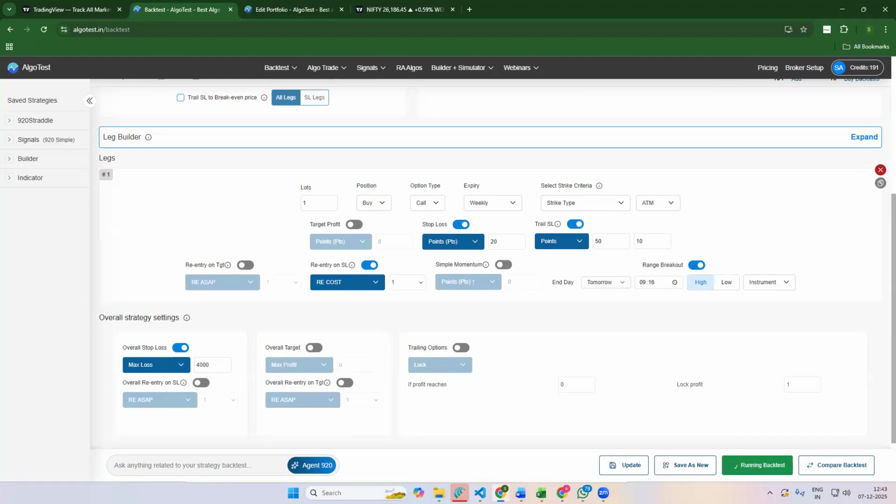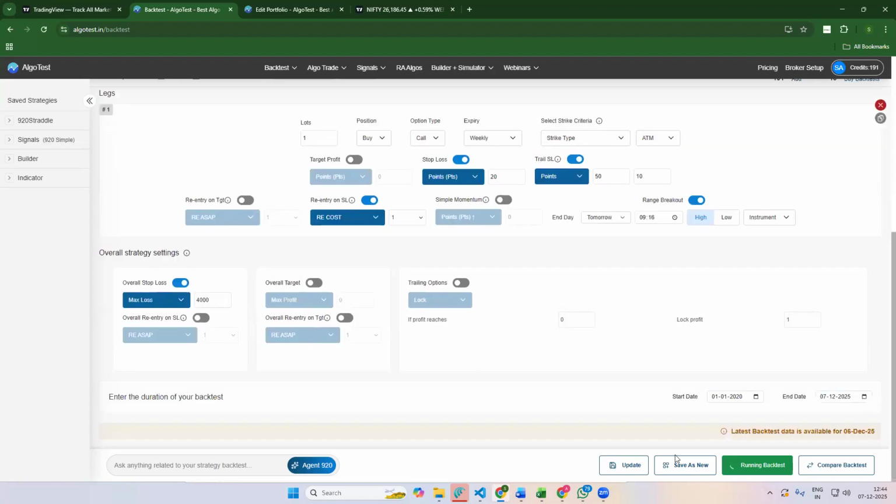Do we have any more questions for today? Sachin, what is the square off partial? What's the significance of that? Can you just scroll up a little bit? Wait a second, I'm just rerunning the strategy.